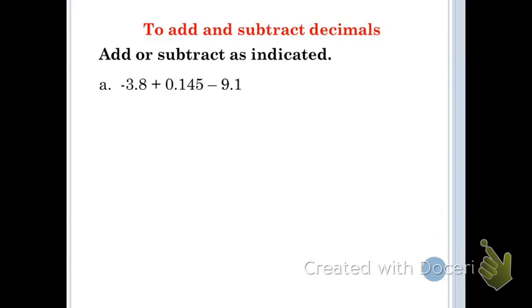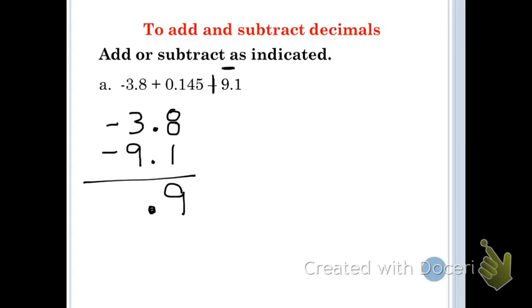Add or subtract as indicated. First, I'll change the subtraction to addition. Since I have a negative 3.8 and a negative 9.1, I'm going to add those together first. Eight plus 1 is 9. My decimal comes straight down. 9 plus 3 is 12. So I have a negative 12.9.